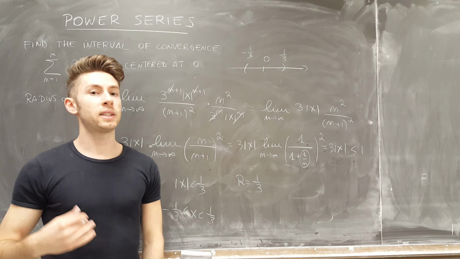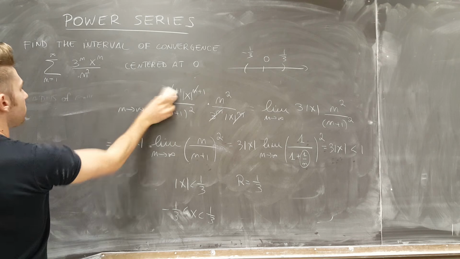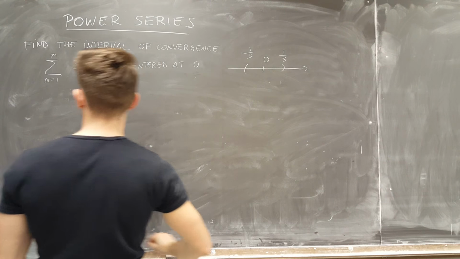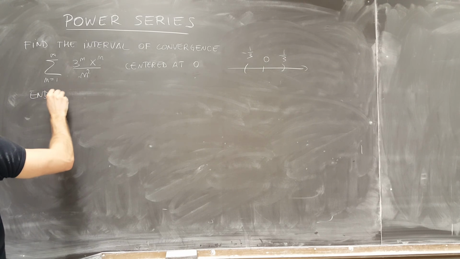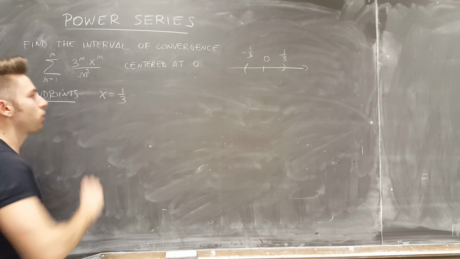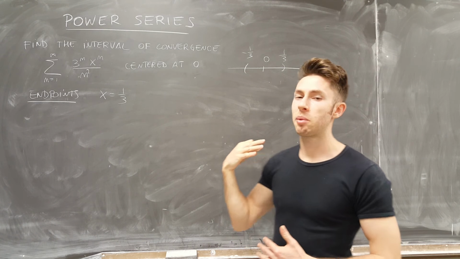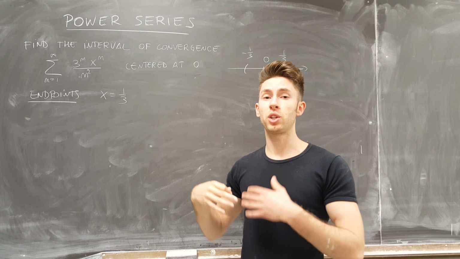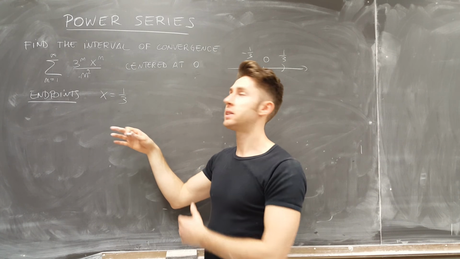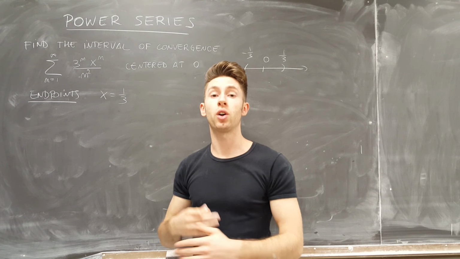Okay, now we just need to test the endpoints to see if they are included or not. I'm going to get rid of this. Endpoints. Let's look at x equals 1/3. And sometimes people get confused at this point, but always keep in mind what we're trying to do. We're trying to find for which values of x the series converges. So testing this endpoint means that I need to plug it back in here and see if the series that I obtain is convergent or not.